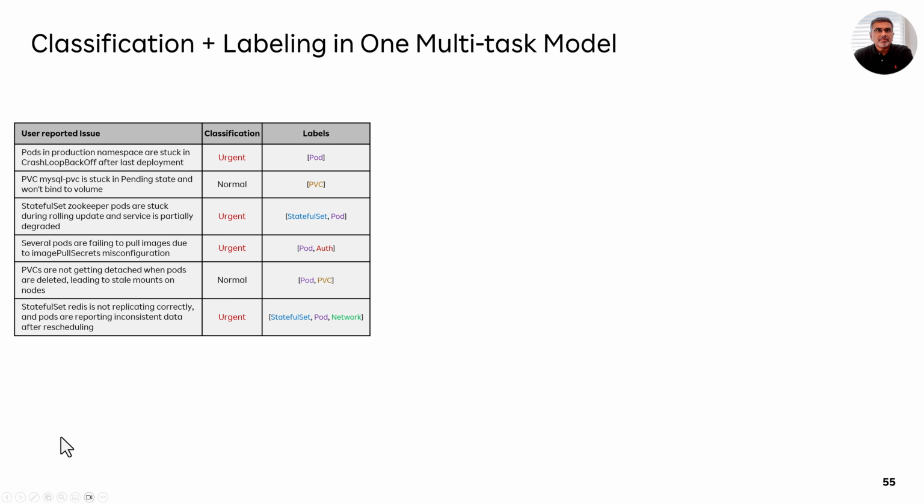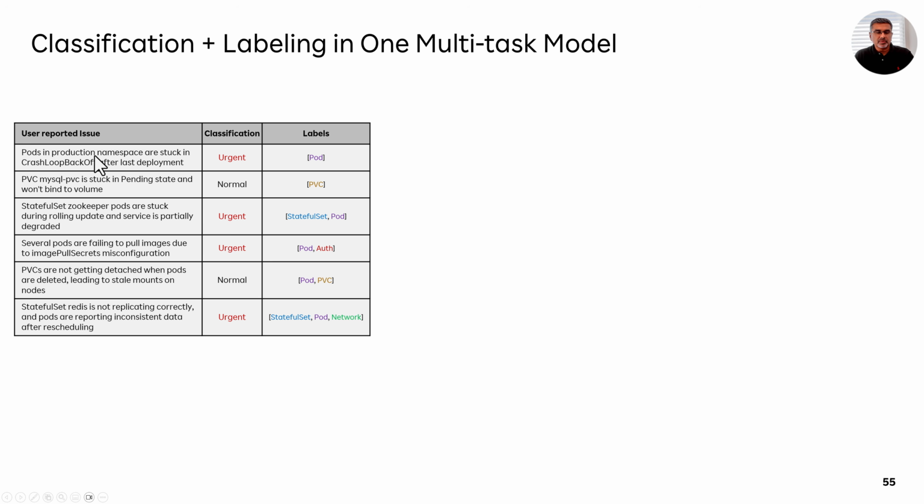Let's say that my task here is to look at issues reported by either a customer or your QA. Just as an example, I'm going to take Kubernetes log messages as my data. These are the different issues, for example, pods in production namespace are stuck in crash loop backoff. Given this text, you would like to train your large language model to classify the text as urgent or normal, and you also want to automatically label, using zero or more labels, which category this particular issue belongs to.